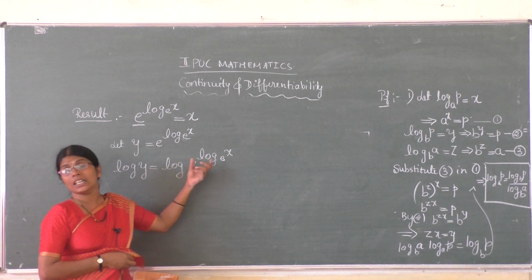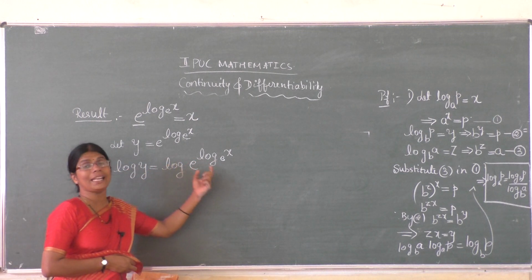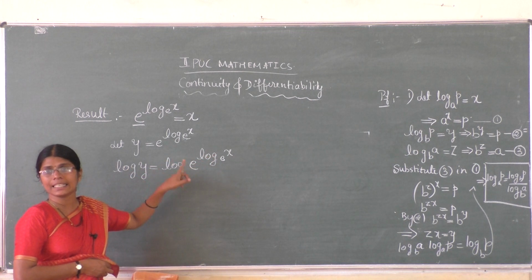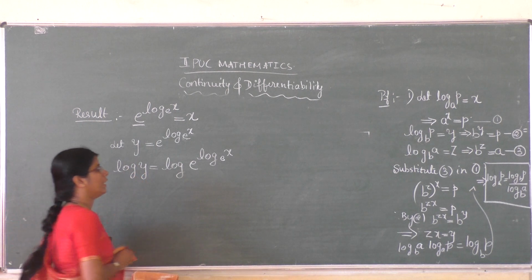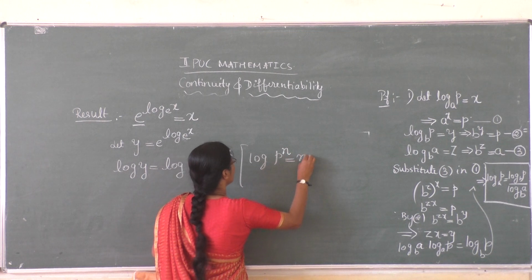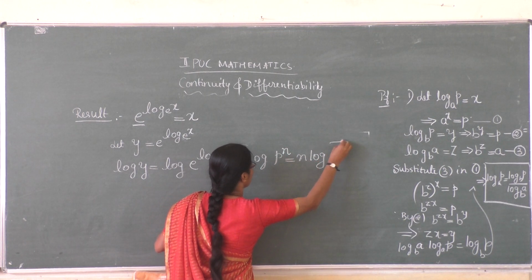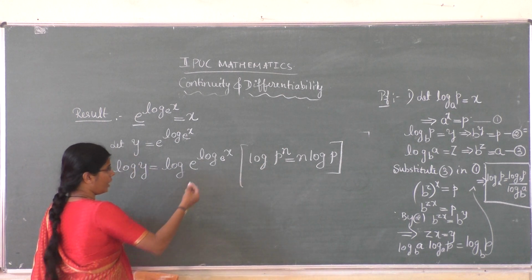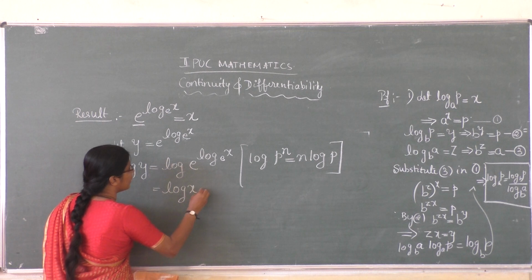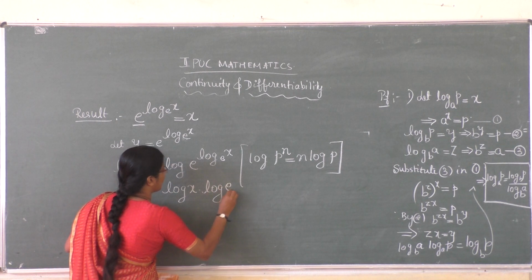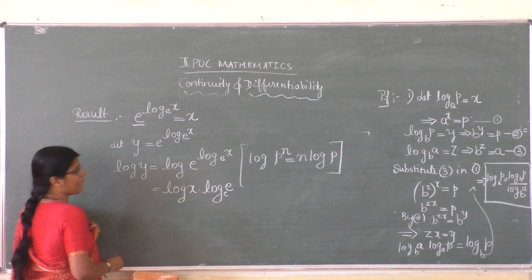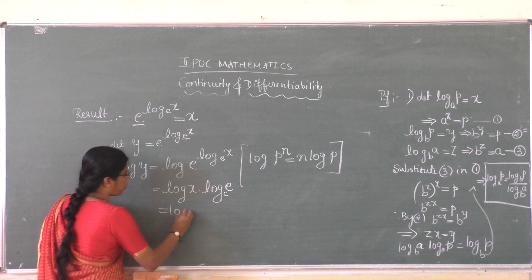Then we use the property log p to the power n. Suppose you have log p to the power n, that is nothing but n log p. Clear? Log p to the power n is equal to n log p. Consider this as base e. So here you are getting log x into log e. So log e to the base e is equal to 1.